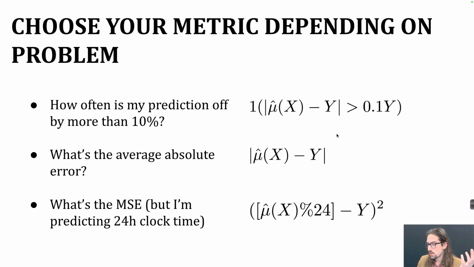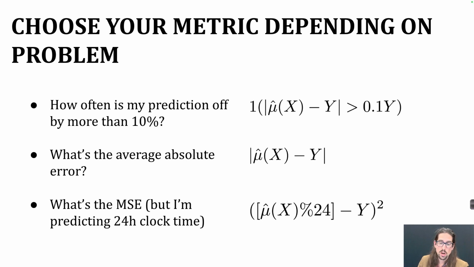R squared is just one metric, right? MSE is just one metric. Really, if you're doing prediction, you should think about what you care about, and then you should choose your metric depending on that problem. So for example, let's say you care about how often is your prediction off by more than 10%. So we're going to do a practice problem.